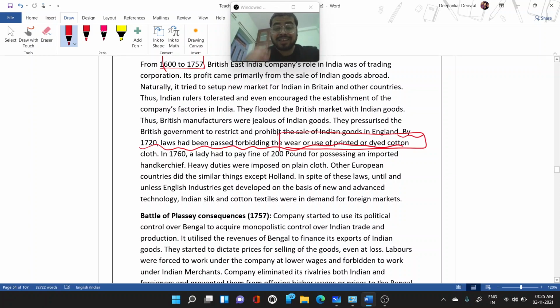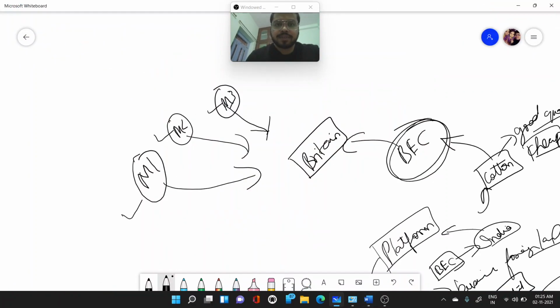So if you see, a lady bought a handkerchief and she was forced to pay a 200 pound fine for buying that handkerchief. Heavy duties were imposed on the plain cloth of Indian goods, not dyed and all. Plain ones, in the form of resources, not in the form of finished product. So heavy duties were taken from the Indian goods. So what happens when heavy duty is taken?